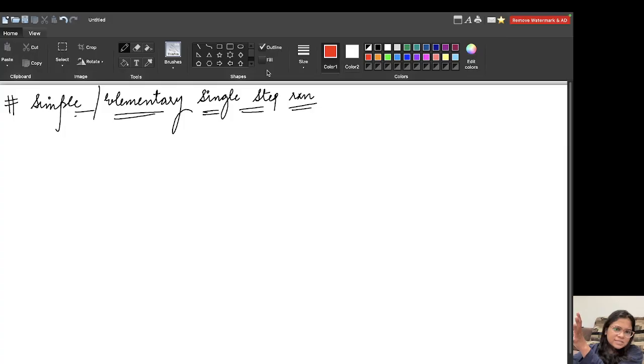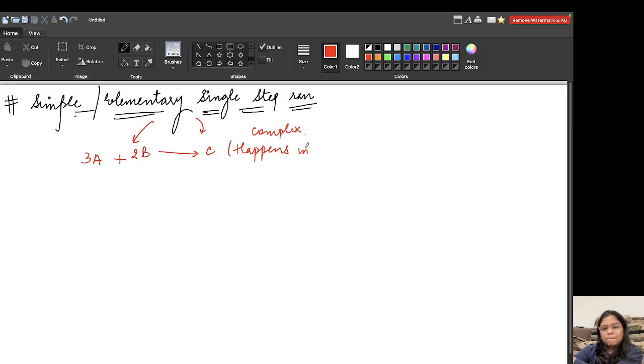What is a complex reaction? There are two kinds of reaction, simple and complex. Complex is something like this: 2A plus 3A plus 2B giving me C. Complex reactions happen in many steps.